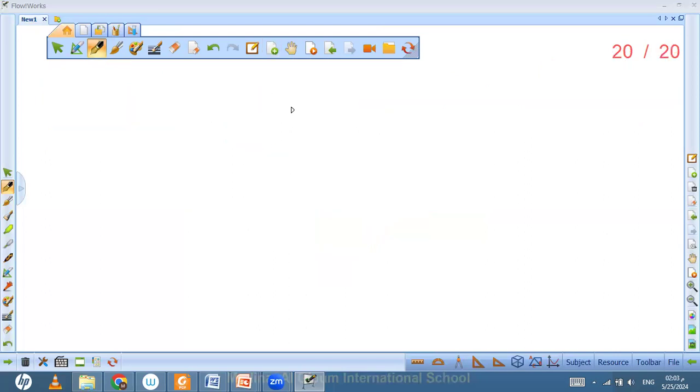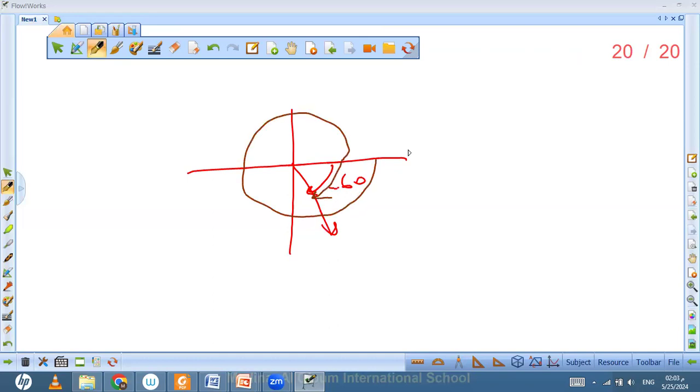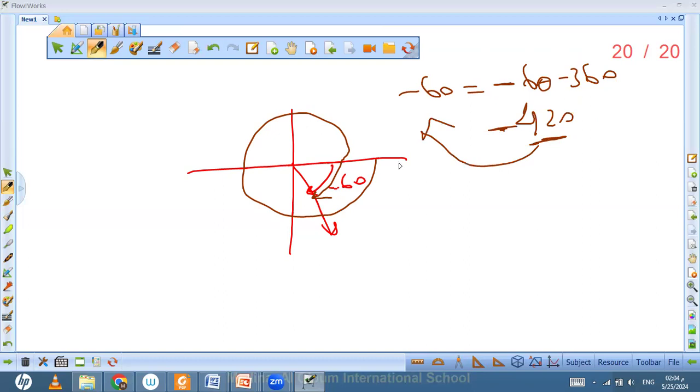If it's negative, for example, negative 60, can we make an equivalent angle of more than 360? Yes, look, I'll move 360, then add another 60. Negative 60 minus 360 makes negative 420. It means negative 420, guys, equals negative 60. And you can add many 360s, two 360s, three 360s, and so on. It's up to you to get the equivalent.